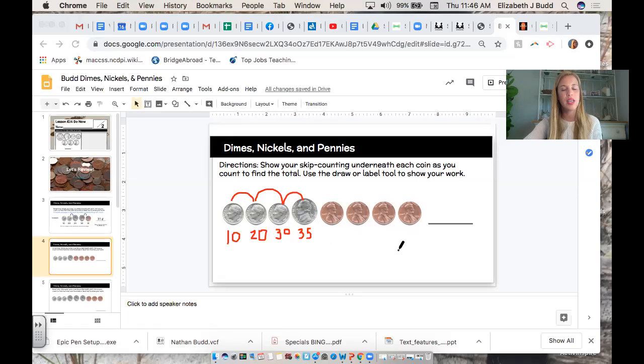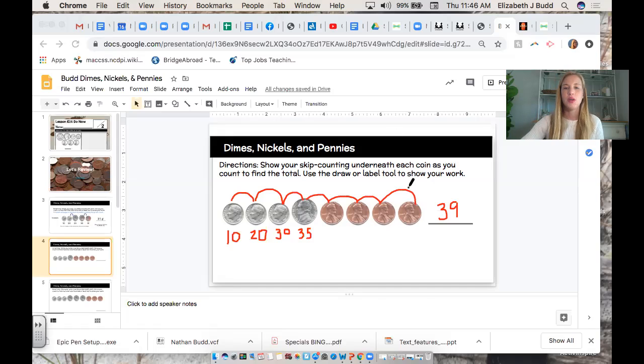So count with me here. We're going to start at 35 and we're adding each of these ones. So 35, 36, 37, 38, and 39. We added 4 pennies up and our total is 39 cents. Okay, it's a little easier to do it that way than having to write down the value under every single penny. We just make the jump: 35, 36, 37, 38, 39.